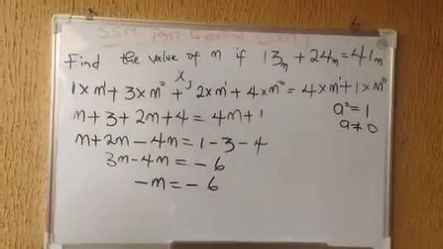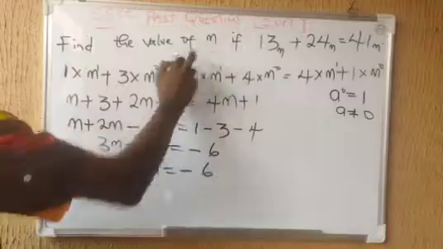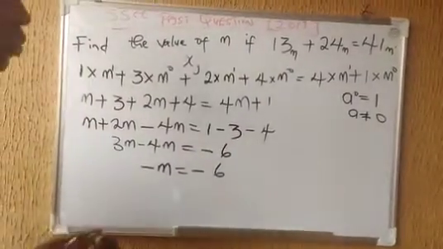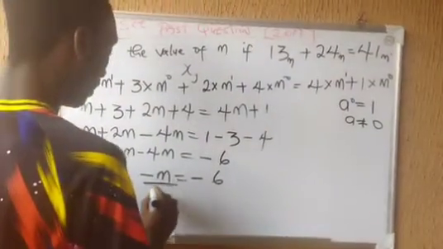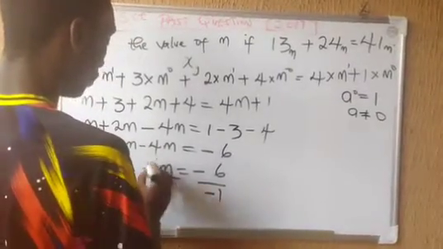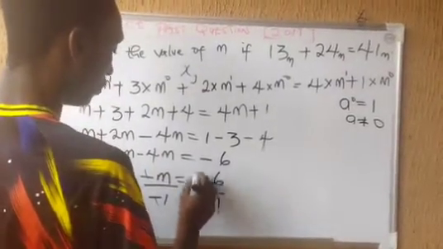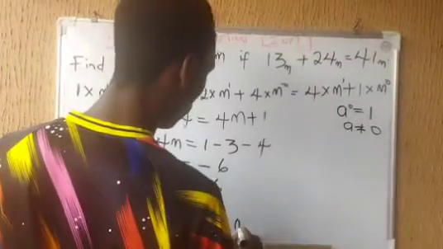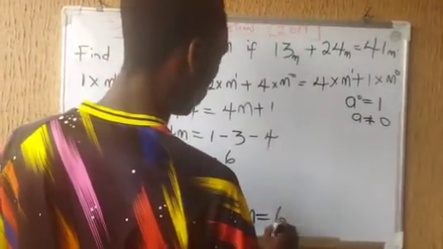But we are being asked to look for m, not minus m. So you divide both sides by negative 1, and this will cancel this. So my m will equal 6.